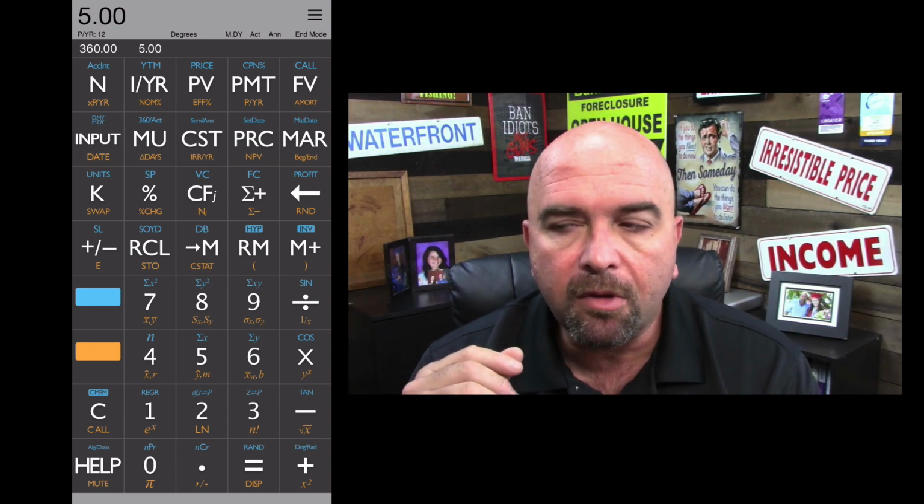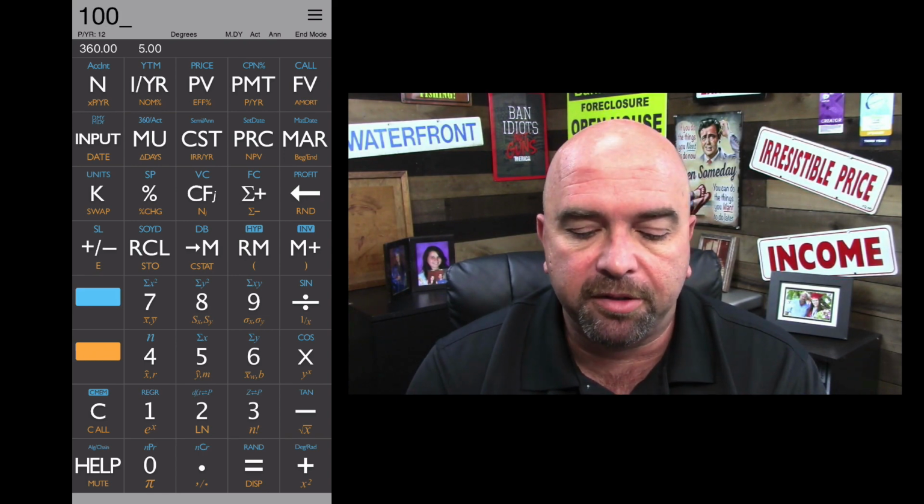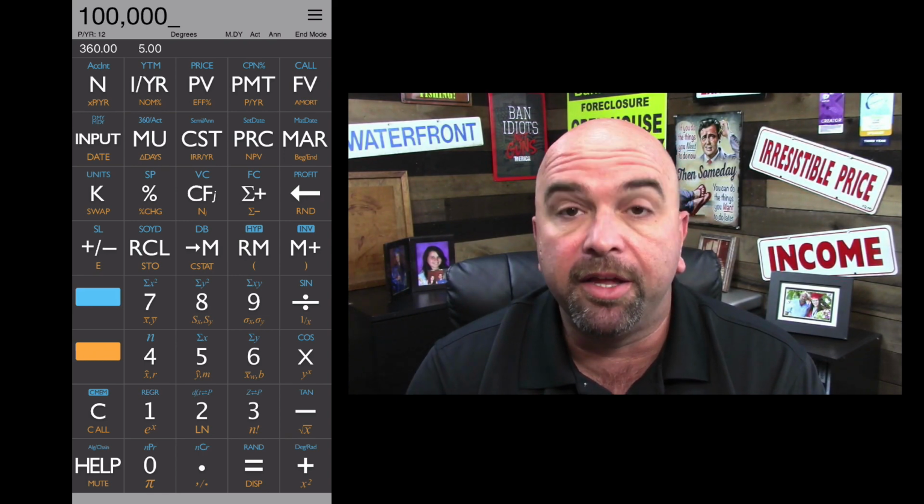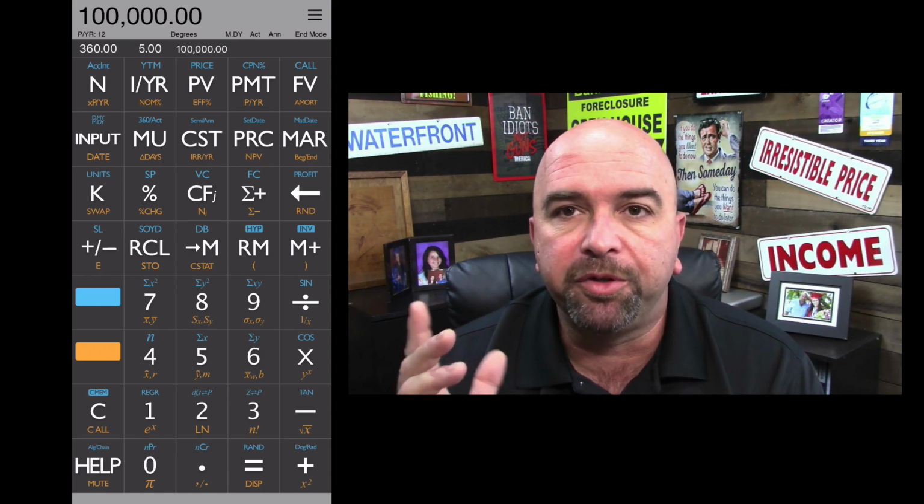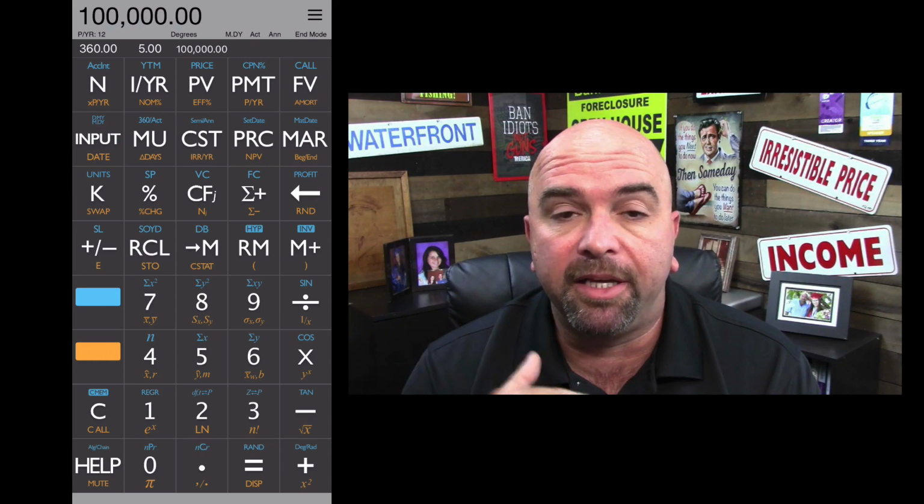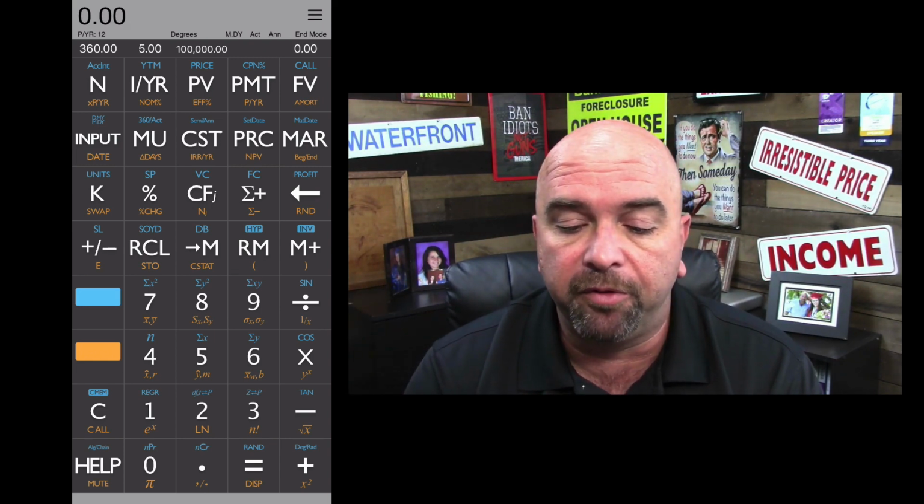Let's say we're going to borrow $100,000. So we'll type 100,000 in the calculator and then push the PV button. And let's say the future value, this is fully amortized, which means at the end of the 30 years, there will be no balance remaining. So we will hit 0 for no future value.